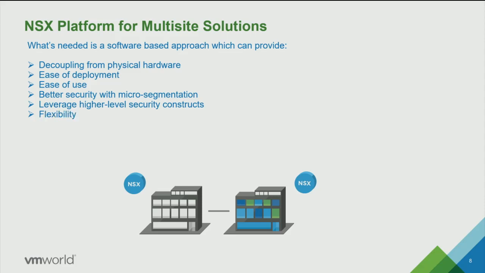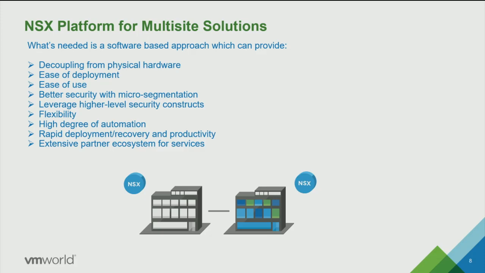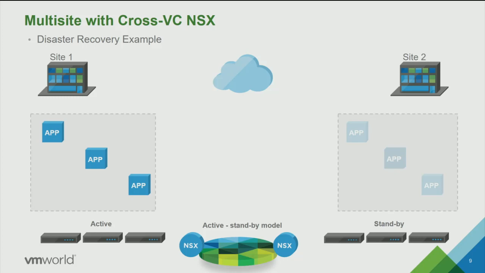Flexibility in terms of deployment, a high degree of automation, rapid deployment and recovery, if you're doing something like disaster recovery, let's say, and an extensive partner ecosystem, which I'll show you in part 2, where you can use F5, you can use Palo Alto for layer 7 type security, and integration with other software-defined data center components. That's one of the best parts, right? You have the whole stack: SRM, vSphere hypervisor, vRealize suite, and so on. So NSX provides all of that.